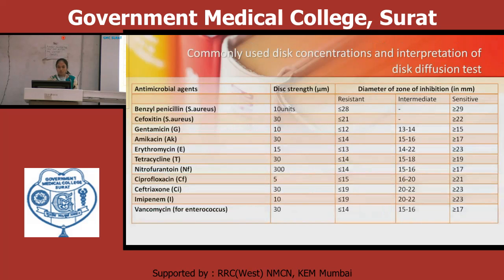Commonly used disc concentration and interpretation of disc diffusion test, that is, diameter of zone of inhibition in mm: resistant, intermediate and sensitive. Antimicrobial agents: benzyl penicillin, S. aureus, cefoxitin, gentamicin, amikacin, erythromycin, tetracycline, nitrofurantoin, ciprofloxacin, ceftriaxone, imipenem and vancomycin for enterococcus.